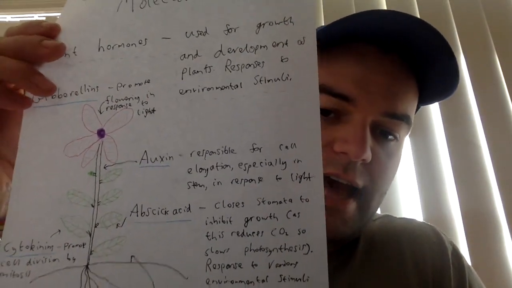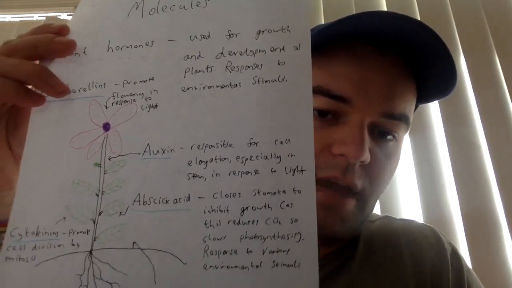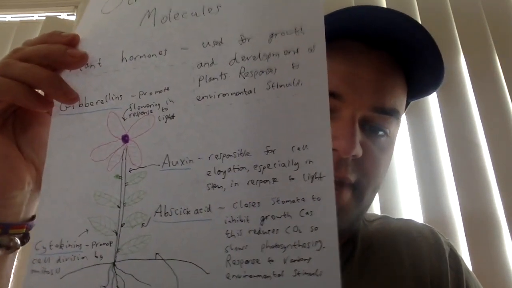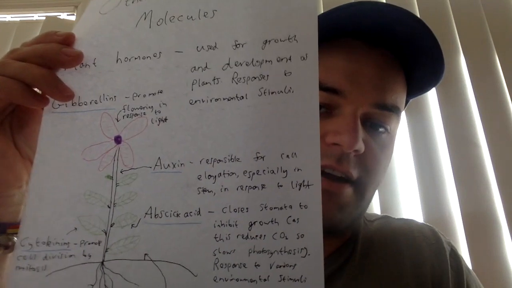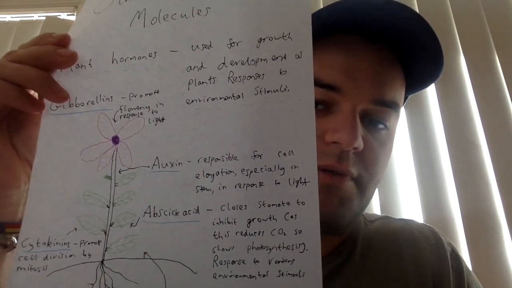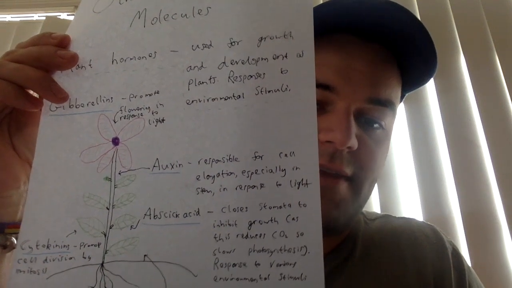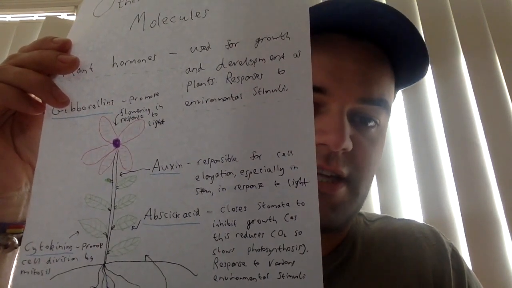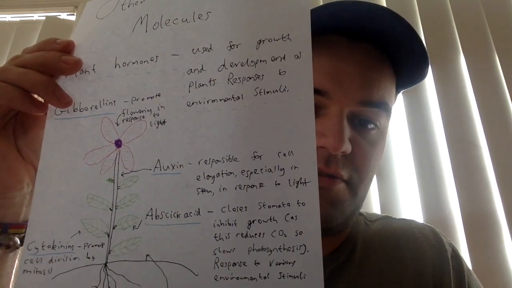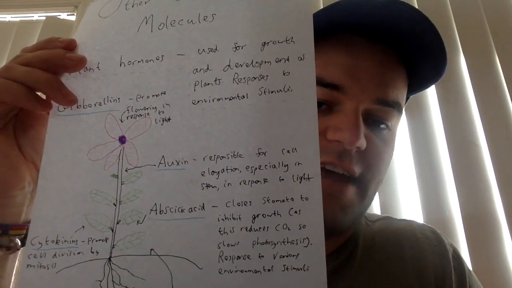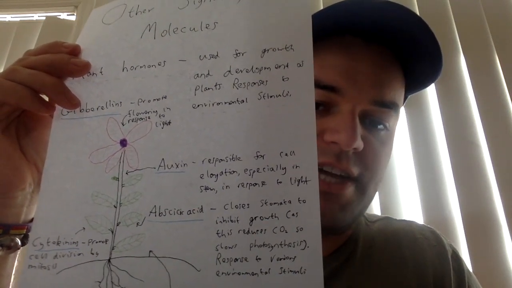So we also have abscisic acid, and what that does is that closes stomata to inhibit growth. If the stomata are closed, carbon dioxide can't enter the plant, and if carbon dioxide can't enter the plant, then photosynthesis can't happen. If photosynthesis can't happen, glucose can't be made, and it can't be used to allow the plant to grow. So that's in response to various environmental stimuli, but temperature is a big one.